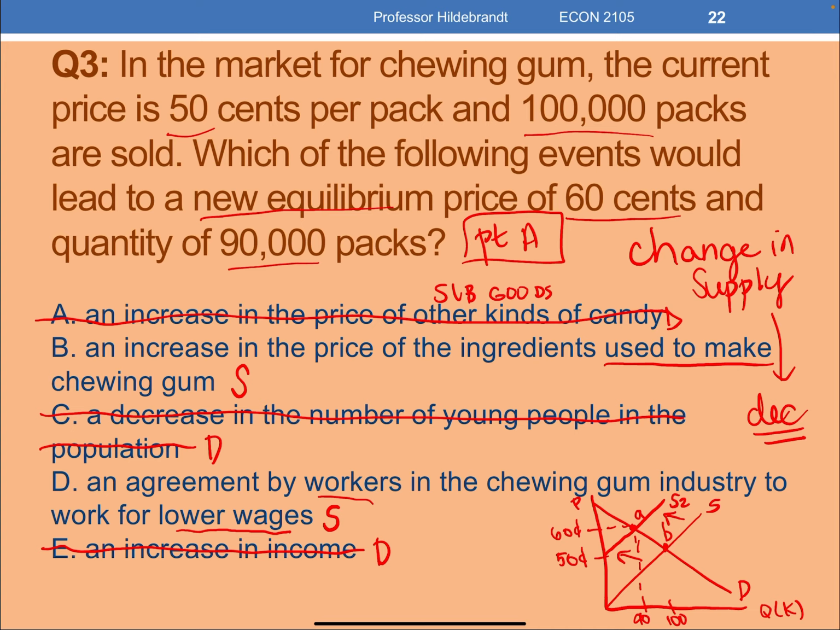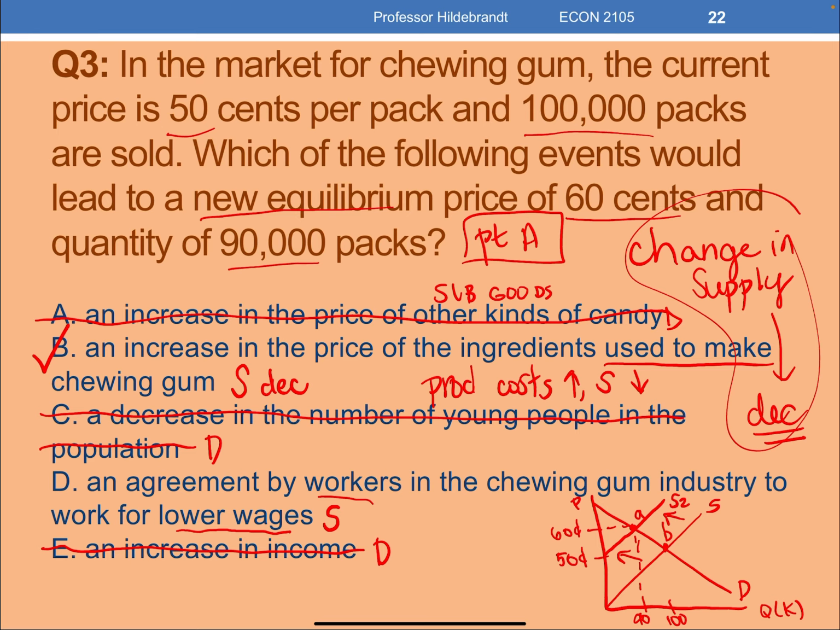Great, y'all, we're down to a 50-50 shot here. Let's see if we can figure this out. B, an increase in the price of ingredients used to make chewing gum. So the sugar or some other ingredient we need has gone up. Well, let's think back. What did I tell you? Anything that makes production cost go up makes supply go down. So supply decreases. What was I looking for? Looking at my graph, I was looking for something that would cause supply to decrease. I really think B is my answer.